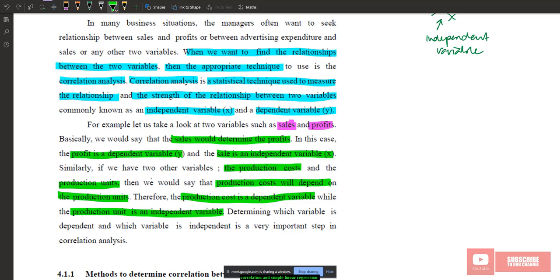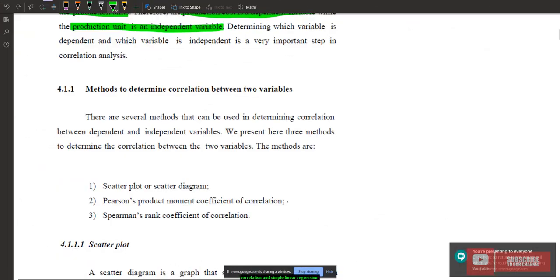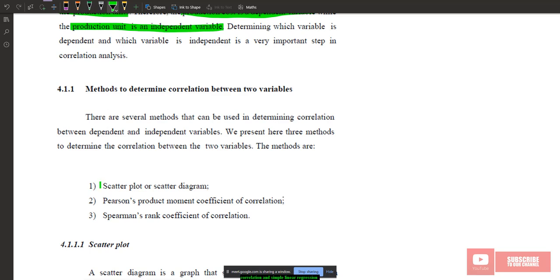This is a very important step to find the relationship between two variables. You need to identify which variable is the dependent variable and which variable is the independent variable. There are methods to determine correlation between two variables. The first method that we're going to learn is the scatter diagram or scatter plot. The second method is the Pearson product moment coefficient of correlation.